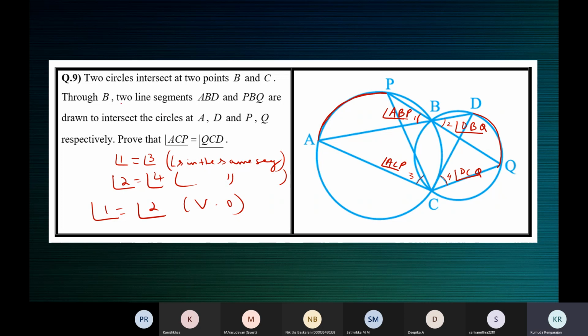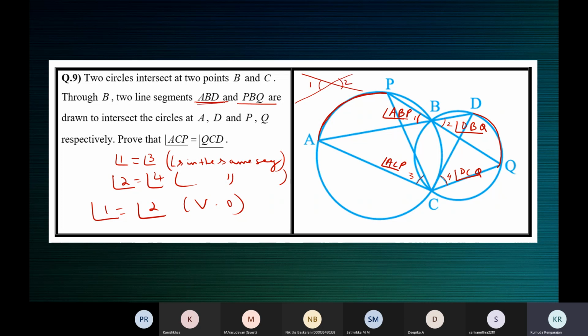They're straight lines here. Two line segments ABD and PBQ. They intersect like this, and vertically opposite angles are equal. Angle 1 is equal to angle 2.